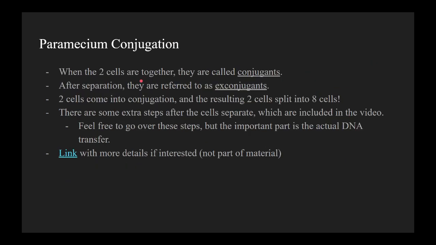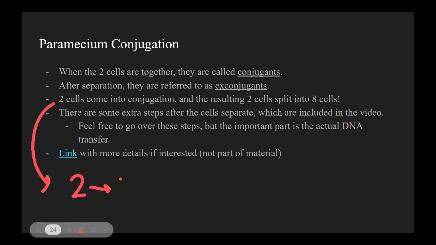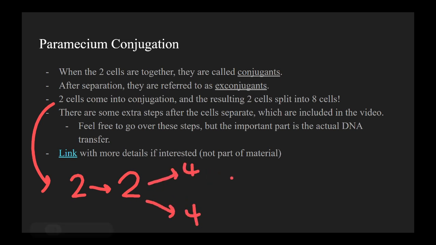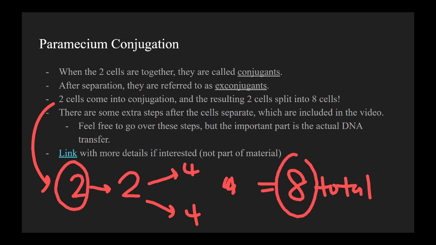Okay, so some terminology: when the 2 cells are fused together, they're called conjugates, and then after they're separated, they're referred to as ex-conjugates. So just an overview, what happens is that the 2 cells will exchange genetic information. Now we have 2 new cells that are genetically mixed up, and then each one of these will turn into 4 new cells. So we'll end up with 8 total cells here. So 2 to 8 is the overall idea.